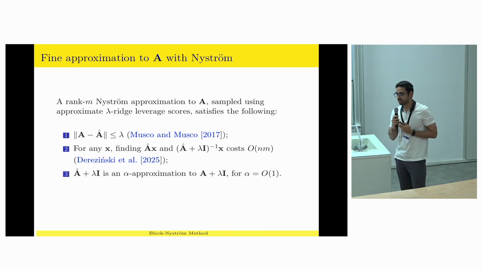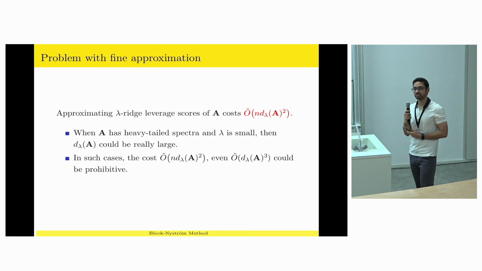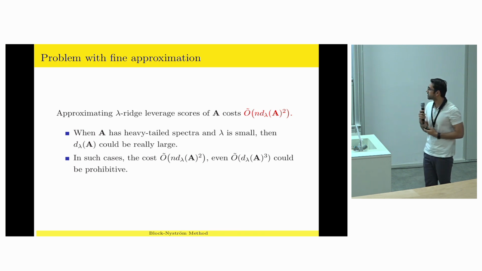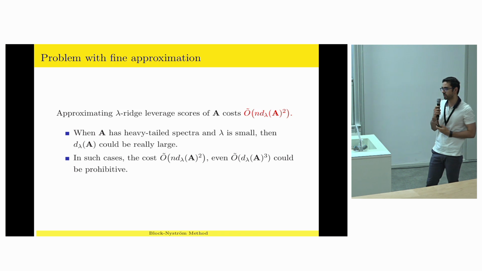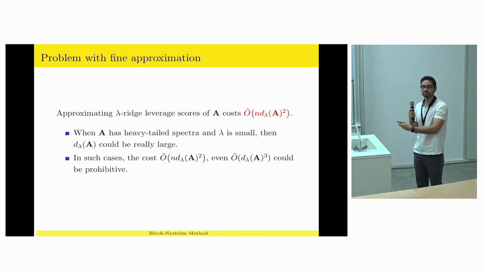So what's the problem here? What are we trying to resolve? The problem is that, as you can see highlighted in red, we have to approximate these scores, and the cost has a quadratic dependence on the effective dimension. It turns out when the matrix A has a heavy-tailed spectrum, or in simple words, the eigenvalues are not decaying fast enough, this effective dimension could be really large. In fact, it can be as large as square root of n, or lie anywhere from square root of n to n. So in those cases, this term itself becomes the dominating cost, and we cannot proceed with the method.